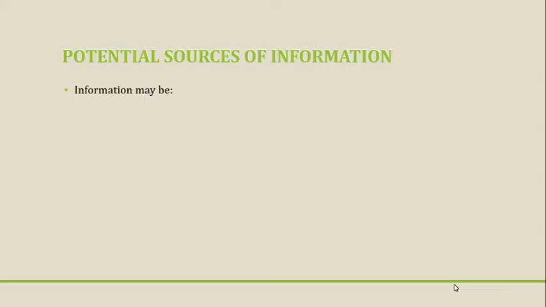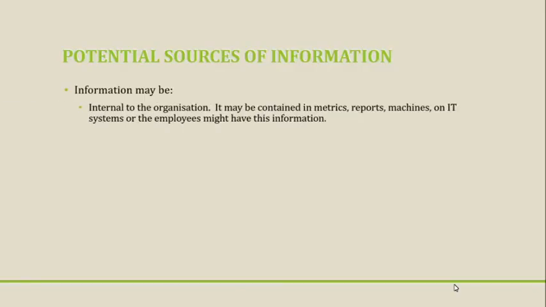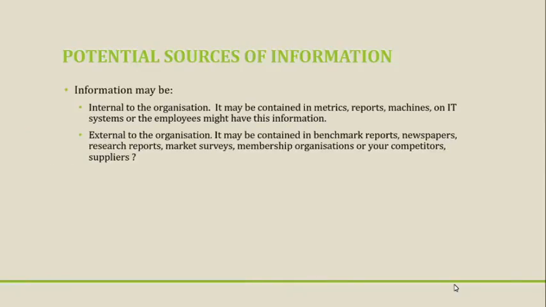Prior to conducting their information search, the learner will need to determine where the information resides, or the potential sources of information. Information may be internal to the organisation. It might be contained in metrics, reports, machines, on IT systems, databases, or the employees themselves might have this information. It might be external to the organisation. It may be in benchmark reports, newspapers, research reports, market surveys, membership organisations, or your competitors, suppliers or customers might have this information.